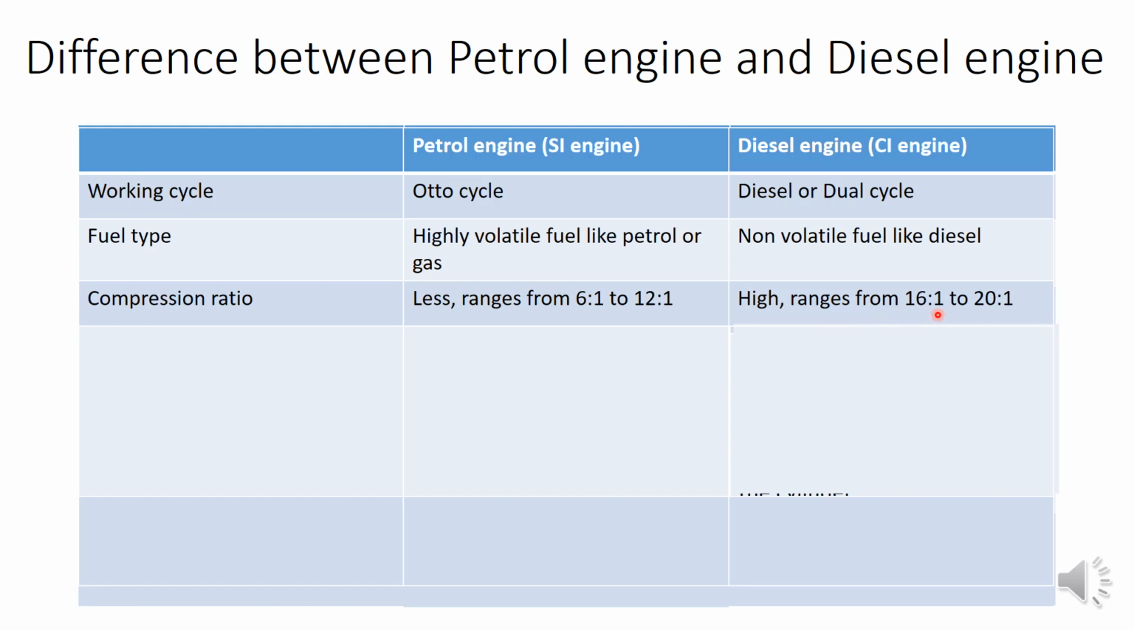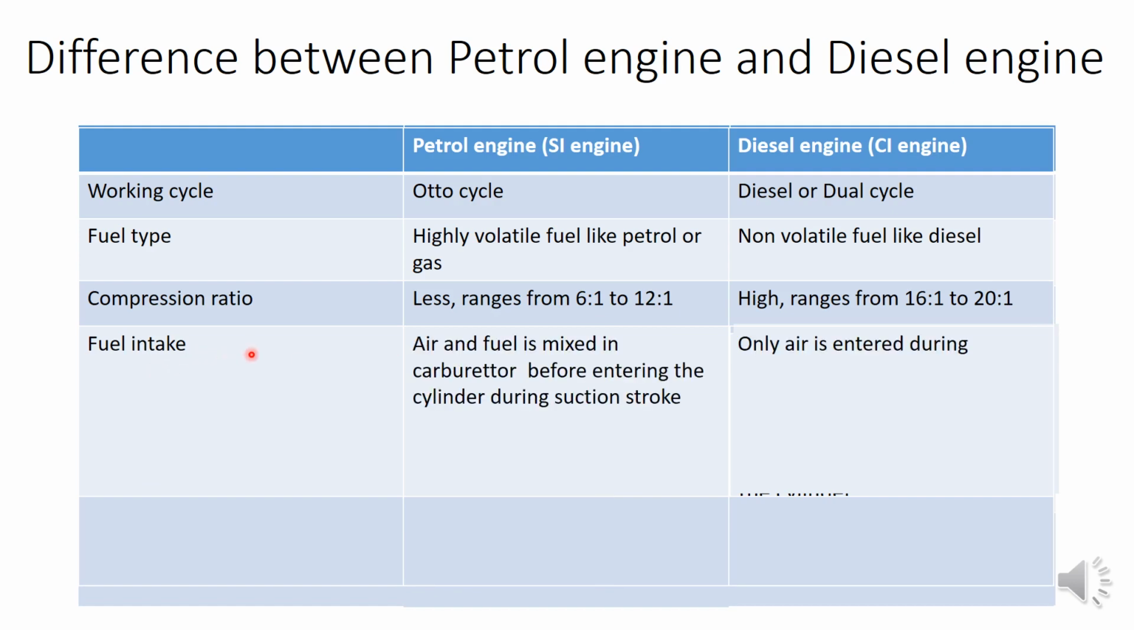This is due to the fact that in a diesel engine we are burning the diesel with the help of auto ignition. To reach this auto ignition temperature, the pressure should be very high. To achieve this high pressure, we are increasing the compression ratio. That is why the diesel engine compression ratio is so much higher compared to a petrol engine.